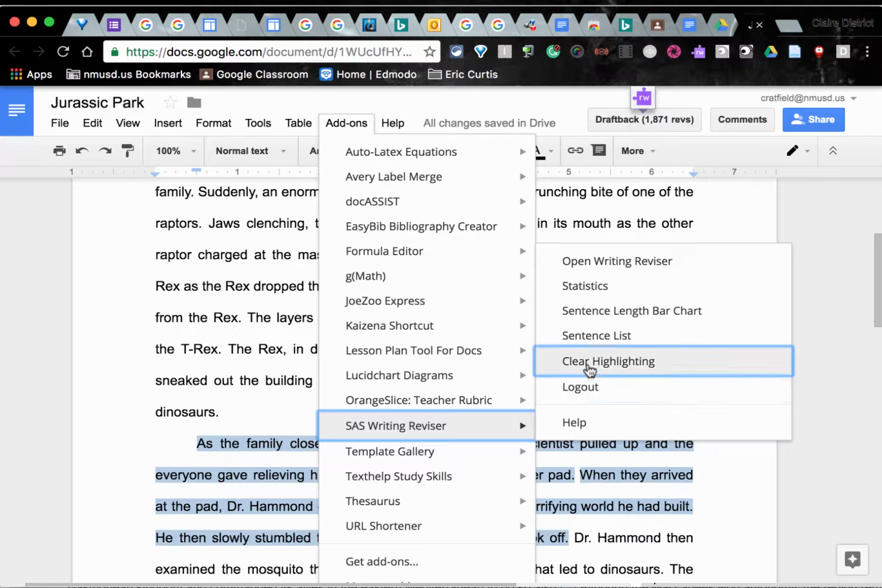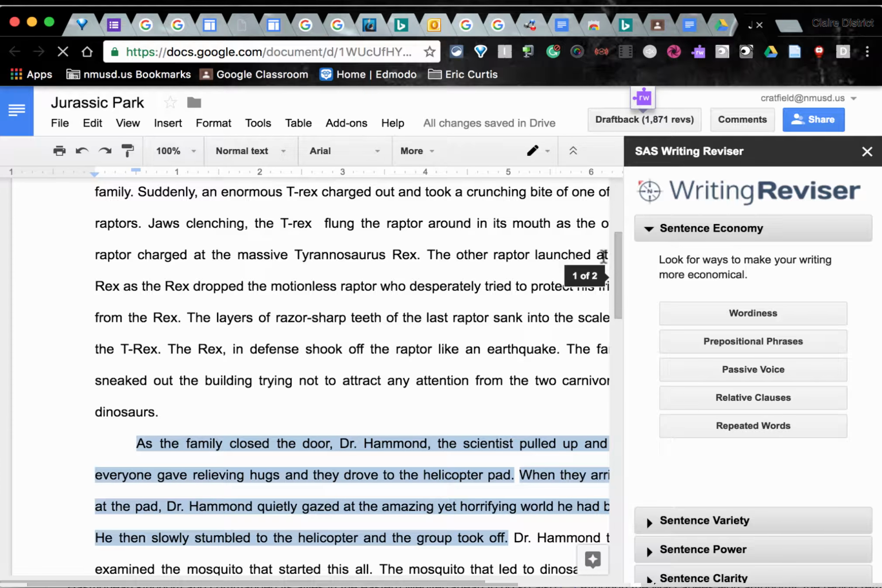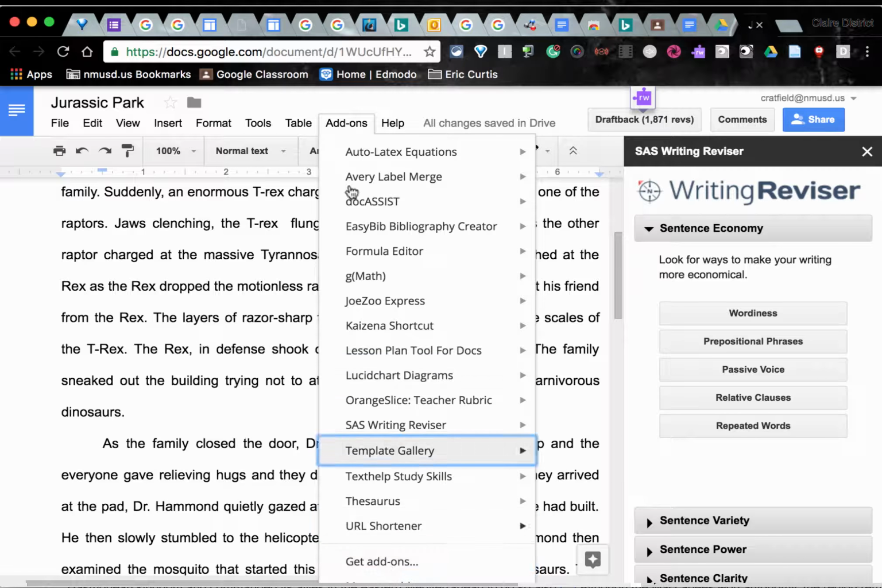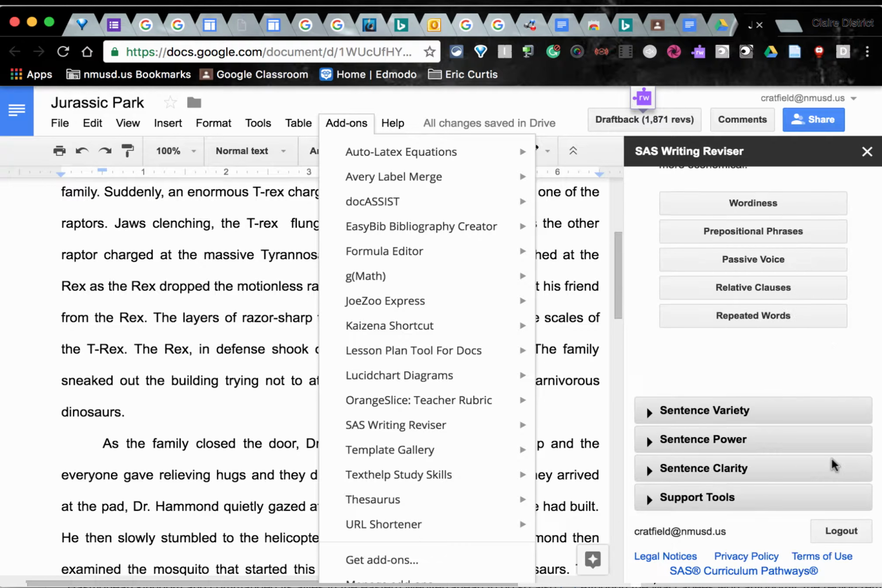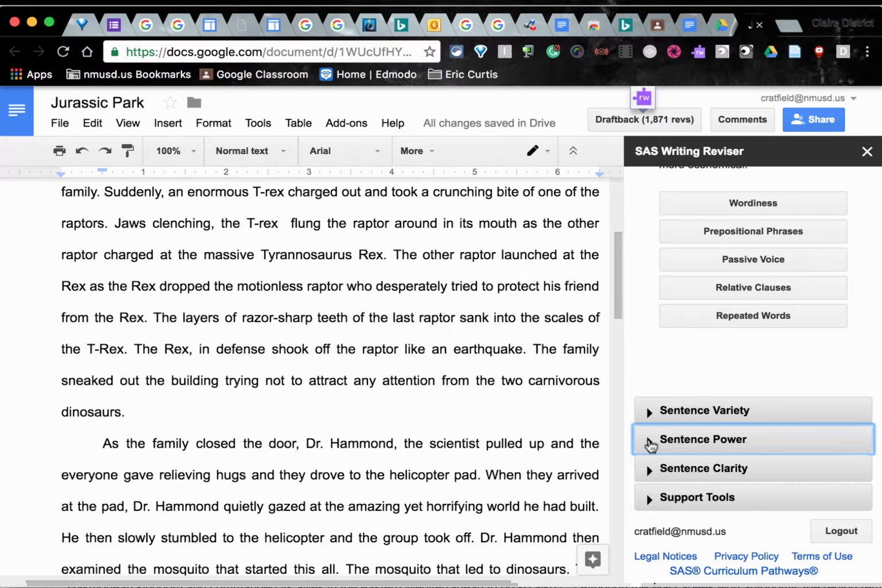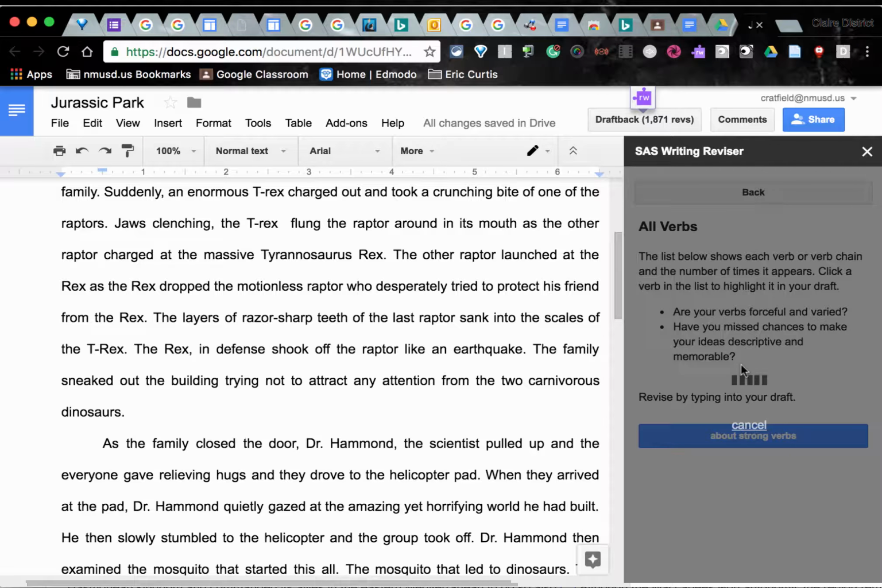I'm going to open it up and show you the three things I want you to look at. So you go to SAS Writing Reviser. You have to make sure you've got it as an add-on first. It's an add-on. If you don't have it, you get an add-on. And it's called SAS Writing Reviser. Then you are going to go look at sentence power. And you're going to look at all verbs and weak and hidden verbs.